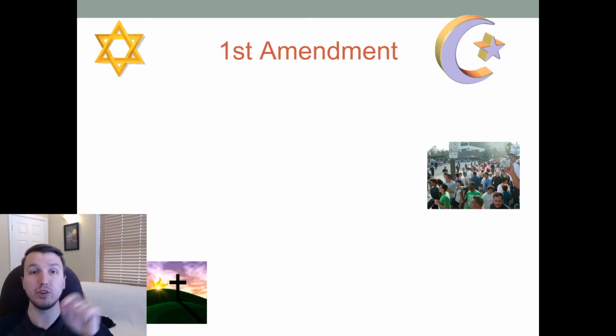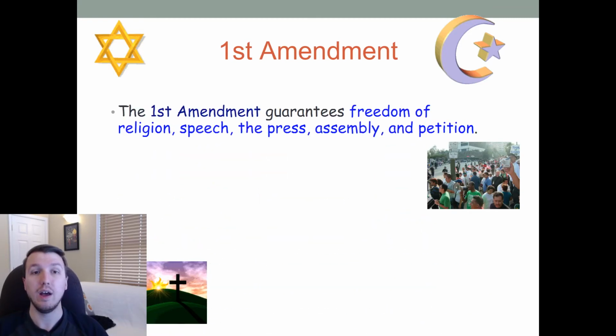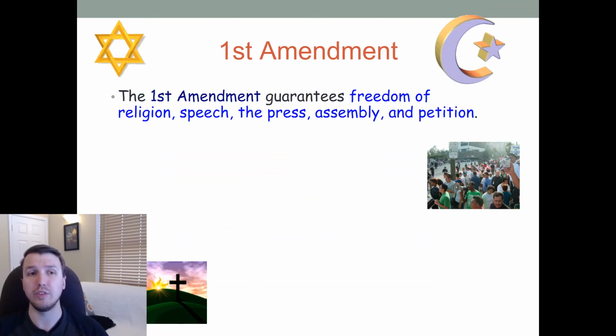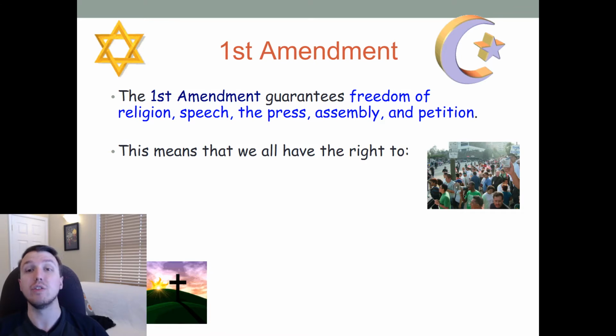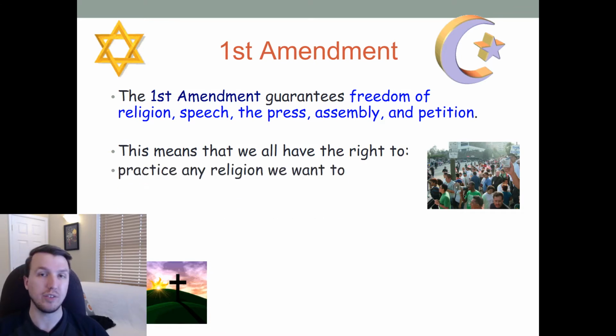So the first one, this is where you should start writing stuff down or typing stuff down. First Amendment you've probably heard before. This is a very straightforward one. It guarantees freedom of religion, speech, press, assembly, and petition. These are all different things that we have the right to do no matter what. We have the right to practice any religion. We have the right to speak freely of our mind. Now, obviously, this First Amendment one of speaking freely is debatable. There's discussions about it at all times.